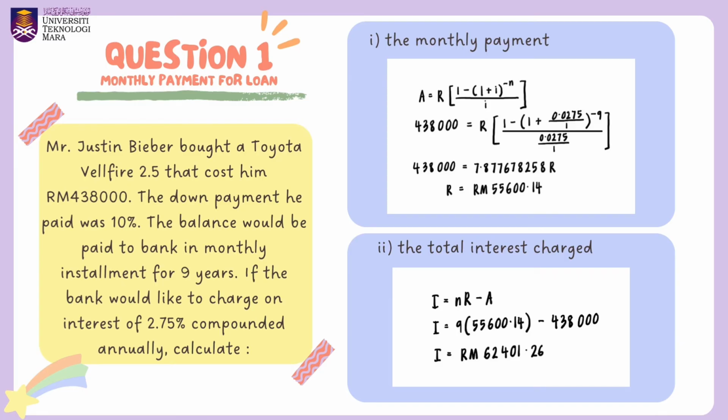I will then equals to 9 times 55,614 cents minus 438,000. I will then equals to RM62,401 and 26 cents.